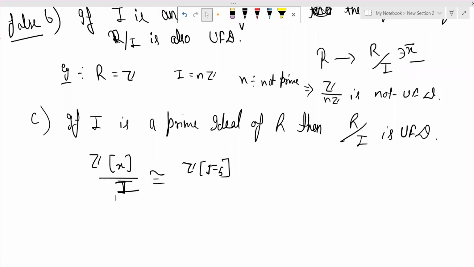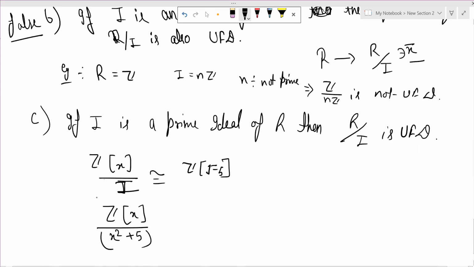Basically, we have to check if x squared plus 5 is prime in Z[X]. You can prove x squared plus 5 is irreducible, right? And as a result, irreducible is prime, so it will generate a prime ideal, right? Yes. So how will you prove x squared plus 5 is irreducible?